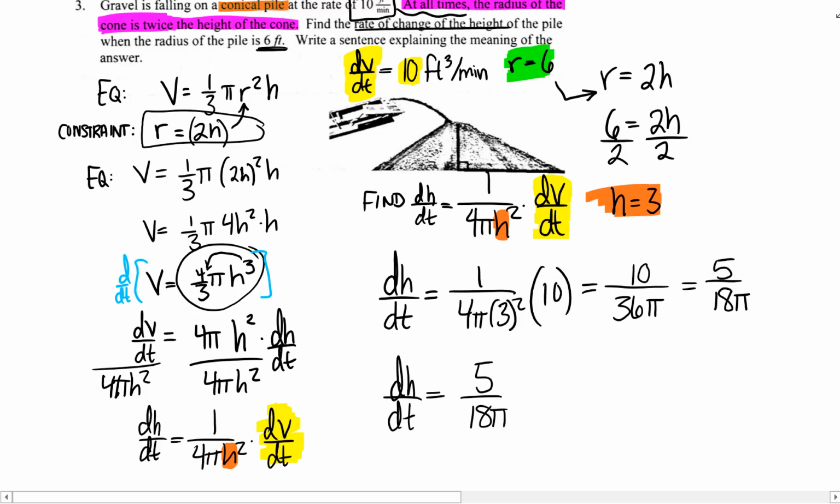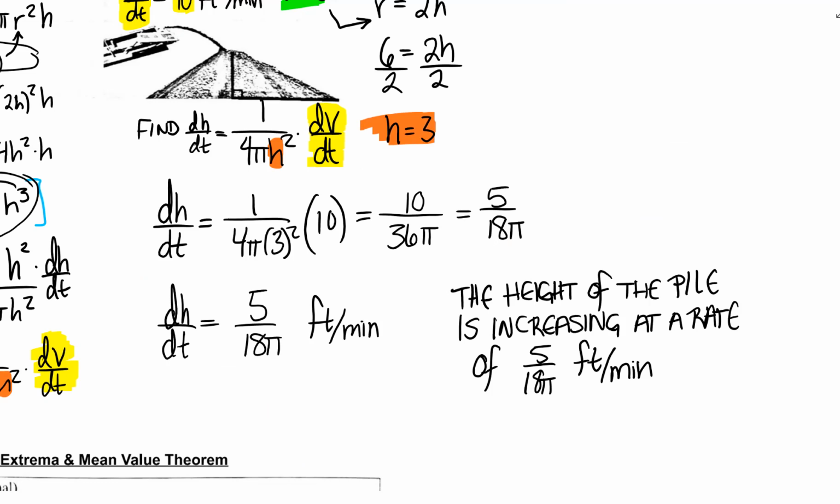So dh/dt is 5 over 18 pi, and the units for that, the rate of change of the height, that's just a length, so that would be feet per time unit, which is minute. 5 over 18 pi feet per minute. To write a sentence explaining the meaning of this answer: the height of the pile is increasing at a rate of 5 over 18 pi feet per minute.